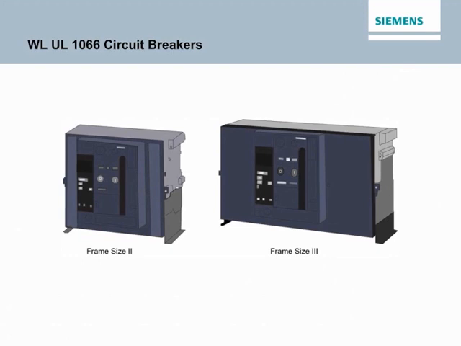WL UL 1066 circuit breakers are generally used in switchgear as drawer out mounted breakers, but may also be used in switchboards. These breakers have a rated maximum operating voltage of 635 volts and are available in 2 frame sizes with frame ratings from 800 to 5,000 amps.